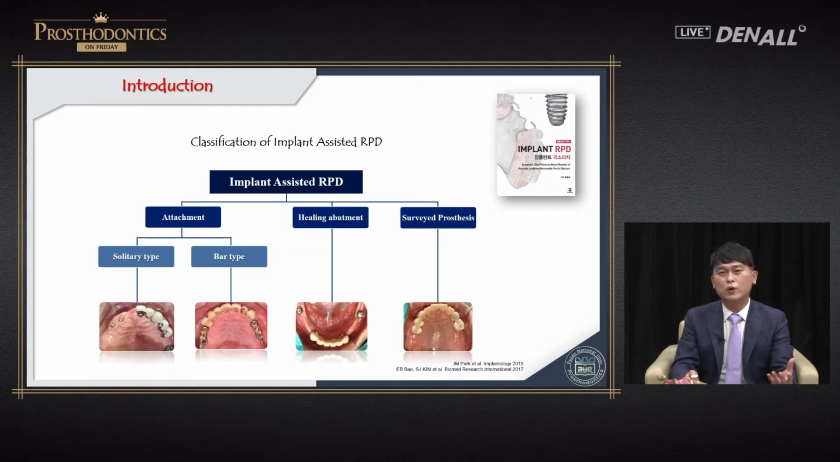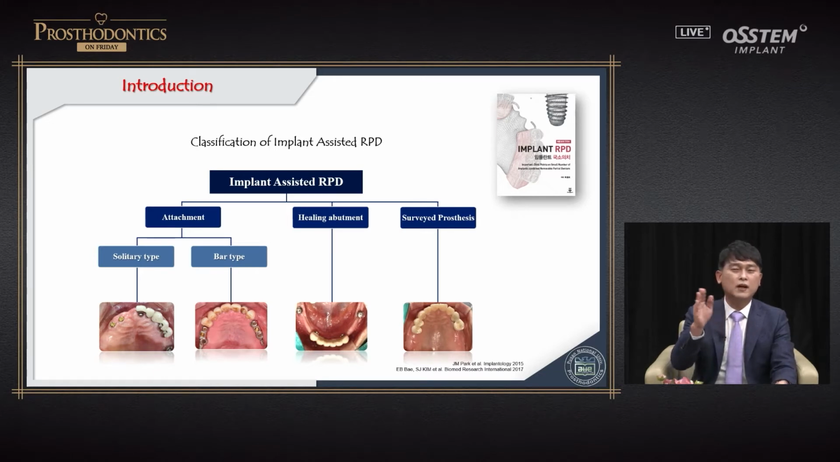The first one is where a solitary type attachment is used. I believe a while ago there was a lecture on this topic, an overdenture using solitary attachment, partial or full overdenture. Next, a bar using overdenture, partial or full overdenture. Next, a healing abutment is connected to an implant, a support in molars to make gingiva not painful. Next is a surveyed crown. We do a lot as it is covered by the National Health Insurance after placing an implant. So these are the 4 classifications.